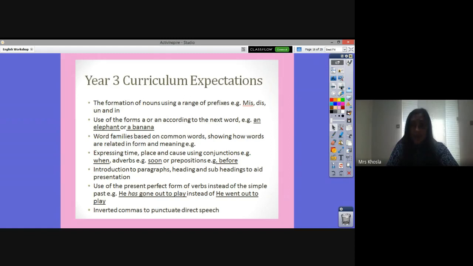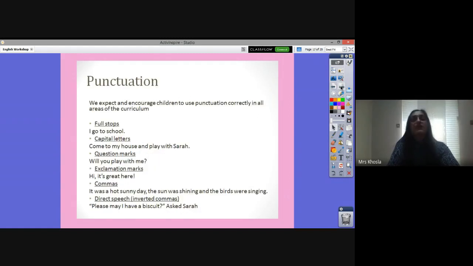Introduction to paragraphs, headings and subheadings to aid presentation. Use of the present perfect form of verbs instead of the simple past. For example, he has gone out to play instead of he went out to play. And inverted commas to punctuate direct speech. So we expect and encourage children to use punctuation correctly in all areas of the curriculum. For example, full stops, capital letters, question marks, exclamation marks, commas, and direct speech.